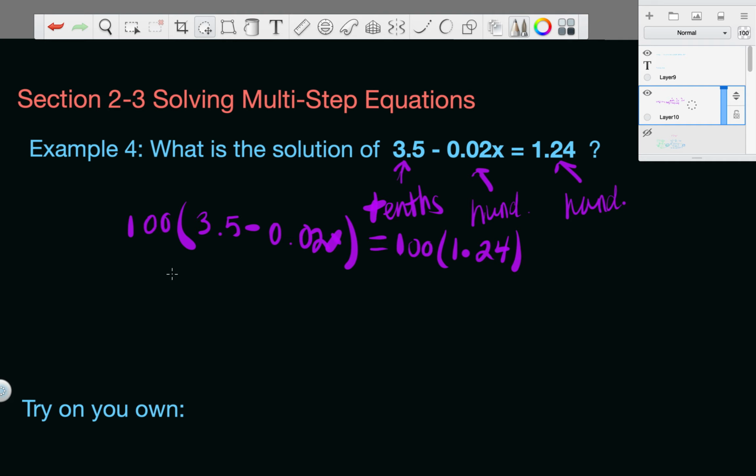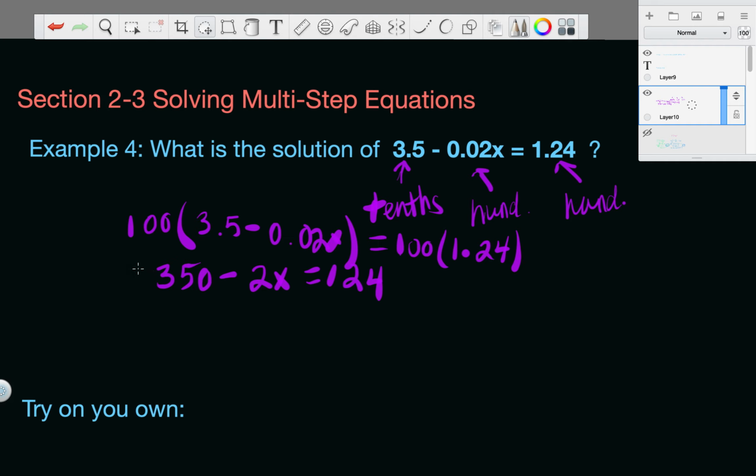Now, whenever we multiply by 100, we move our decimal to the right 2 spaces because we have these 2 zeros. So this becomes 350, because if we move this once, it's 35, twice it's 350, minus, if I move this twice, I'm left with 2x, equals 100 times 1.24 gives me 124.